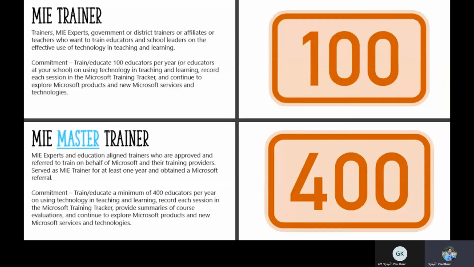But guess what? If you train 400 people in that time frame, you become an MIE master trainer, and that's a whole other badge right there. So you can train a minimum of 100 to earn the trainer badge, and then 400 or more to earn the master trainer badge.